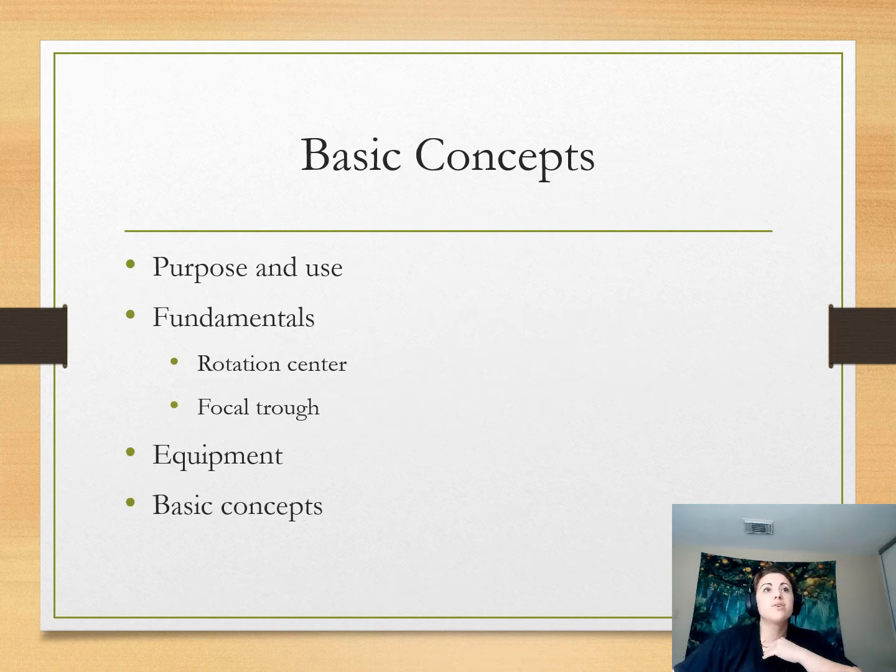All right, so we're going to start off with the basic concepts. We'll go over the purpose and the use of taking a pano. We'll talk about the fundamentals as far as the rotational center and getting the focal trough in perfectly. We'll talk about the equipment that we use. We're going to talk about how to properly take that radiograph. It's important to keep in mind that the reason we do a panoramic image is so we can get a good look at both the maxilla and the mandible, the entire arch of both at the same time, all in one image, which is really nice.